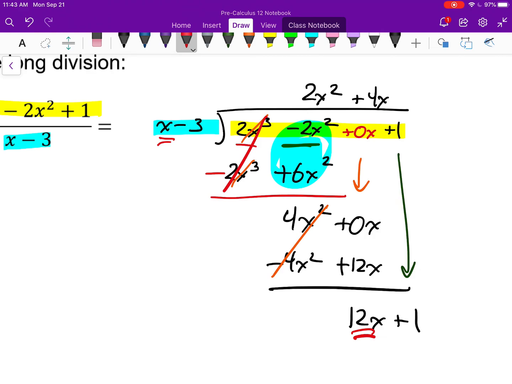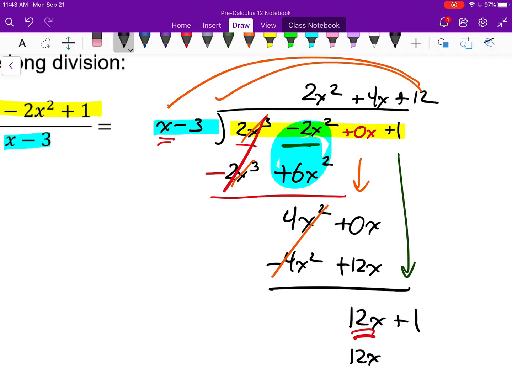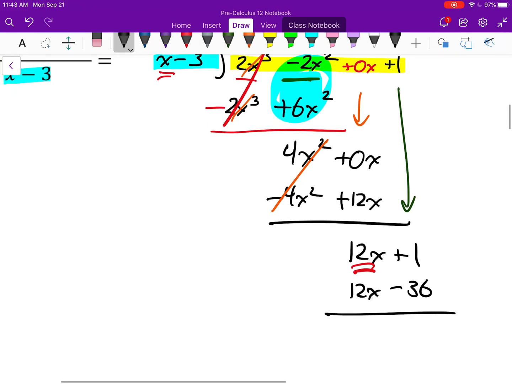So x goes into 12x 12 times, 12 whole times. Put that up here, positive 12. Go back and multiply. 12 times x is 12x. 12 times negative 3 is negative 36. But I'm subtracting both these from what's above. So when I subtract them, this becomes a negative, this becomes a plus. That cancels out. And I have 1 plus 36, which is 37. And that's my remainder.